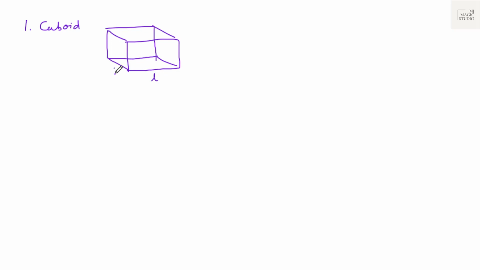We have got length, breadth and height. Total surface area will be equal to twice (LB + BH + HL). Volume would be given by L into B into H.